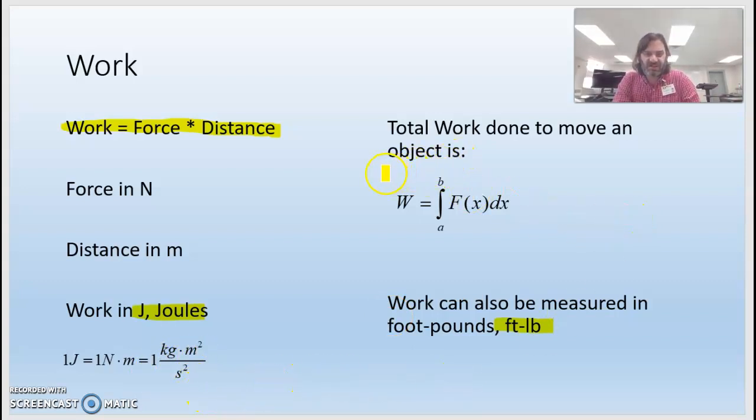But if we want to talk about the work done over a period to move something from one place to another, we can use an integration. So work is the integral from A to B, that's a starting position to an ending position, of the force formula integrated. And we'll see some examples of that in a moment. So hopefully all this comes together a little bit better with examples.